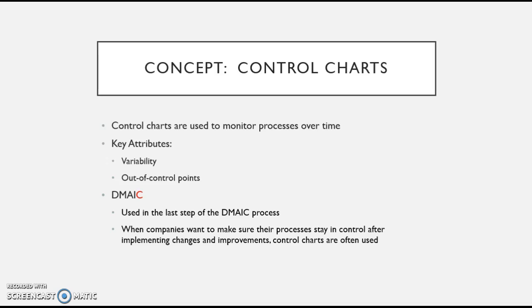So when companies want to make sure their processes stay in control after implementing changes and improvements, control charts are often used. And this has a lot to do with Lean and Six Sigma, which we can relate to the business implications side of control charts. So at this time, we will go over to JMP to look at an example of a control chart.